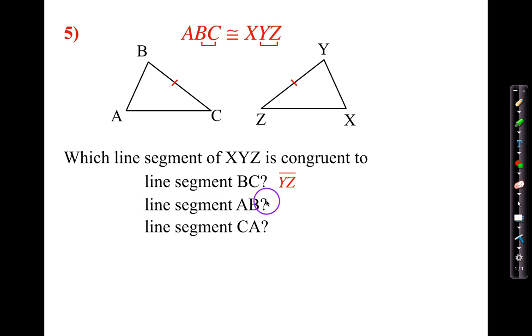Now here, line segment AB is congruent to what? Well, again, some of you will be able to see right away, that's congruent to YX or XY. Doesn't really matter which order. But once again, you can simply look at the congruent statement. AB is congruent to XY. Whichever way you see it, do whatever is easiest for you. Next question, line segment CA. Again, you can look at it visually and see that it's congruent to ZX or XZ, or you can simply use the congruent statement. AC is congruent to XZ.